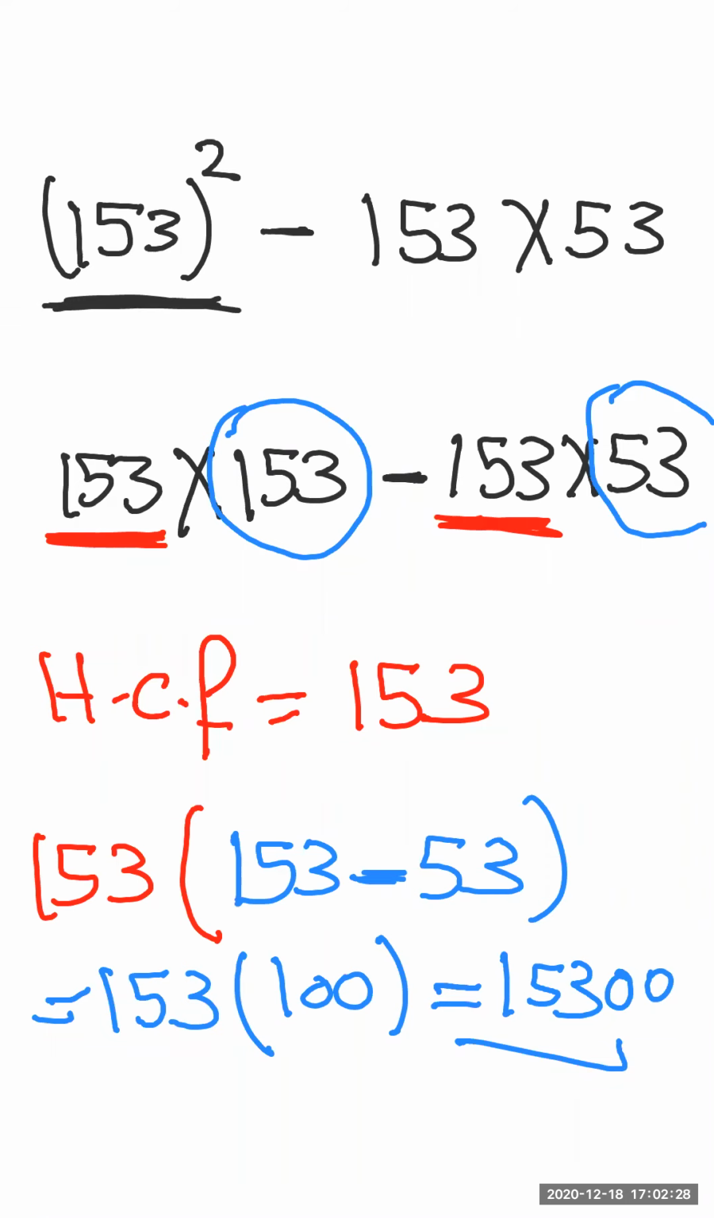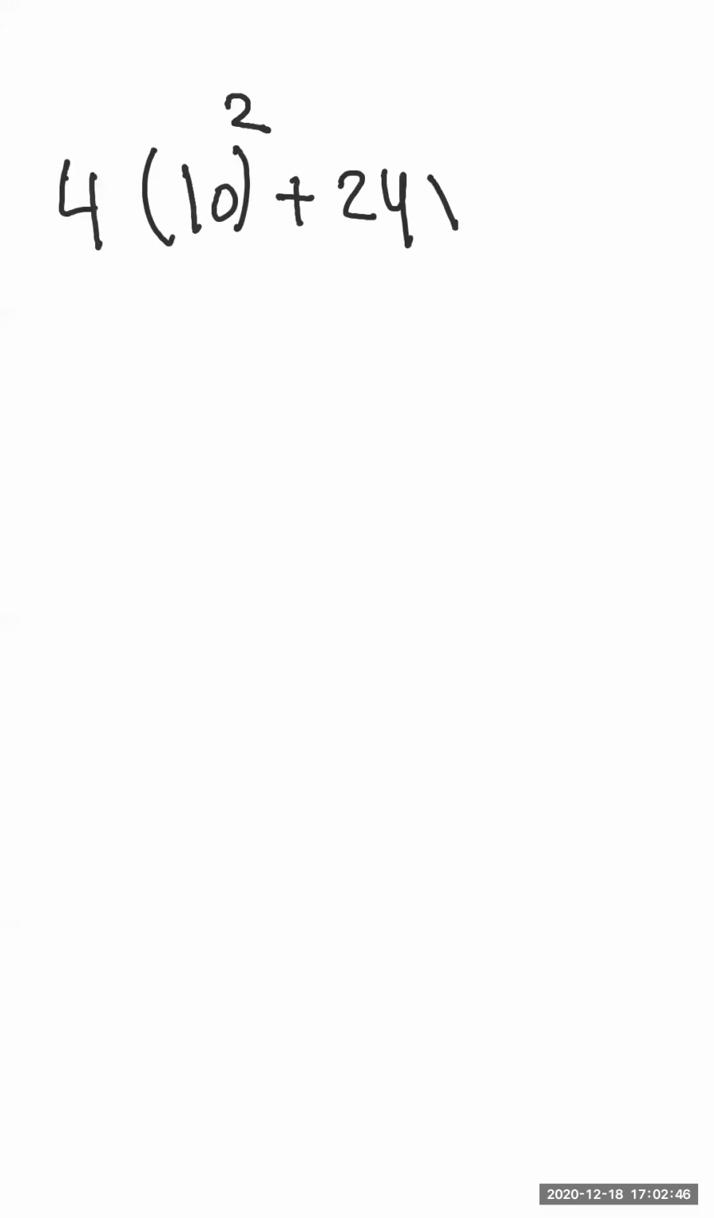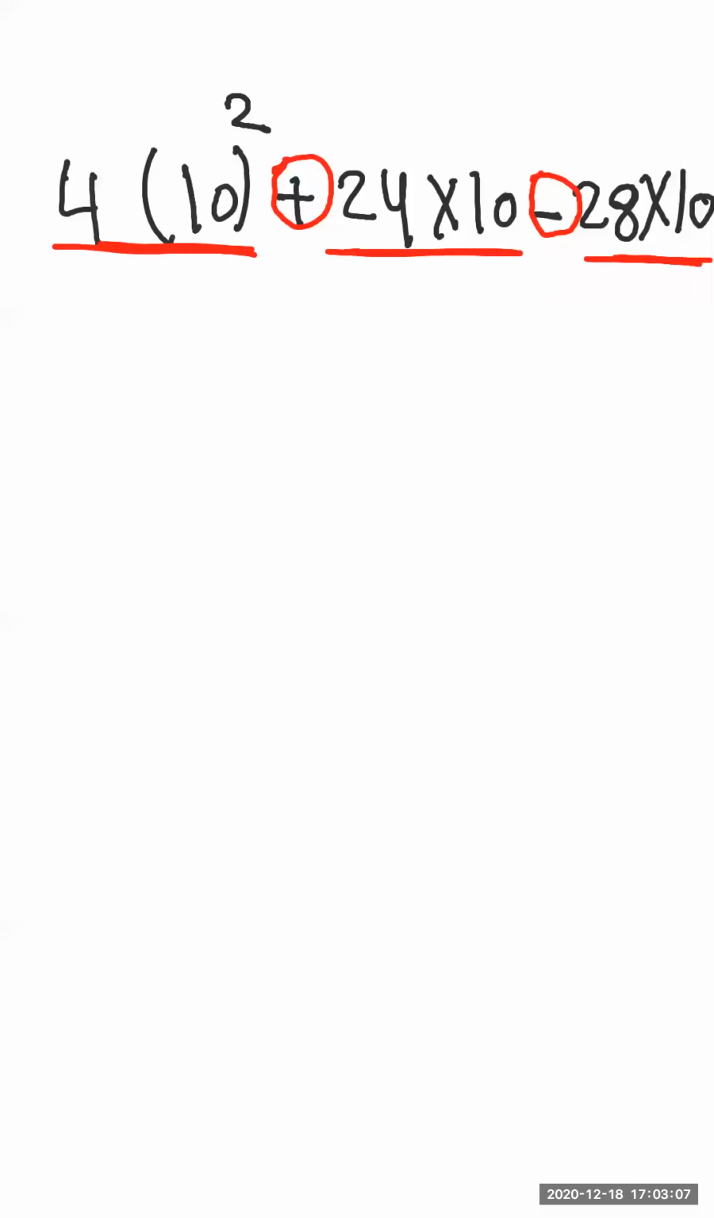One more example with squared numbers. Also this time it will be 3 terms. Let's check. So 4 times 10 squared plus 24 times 10 minus 28 times 10 again. How many terms do we have here, guys? There is a positive sign here and a negative sign here, so 3 terms. 1, 2, 3. Check for the highest common factor.